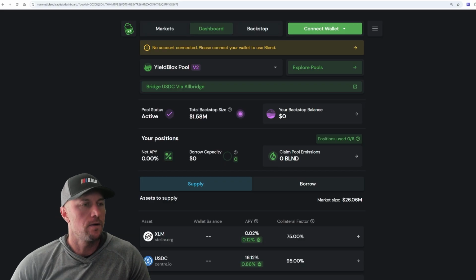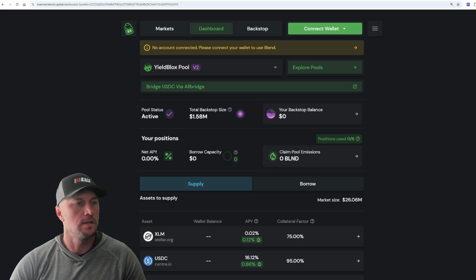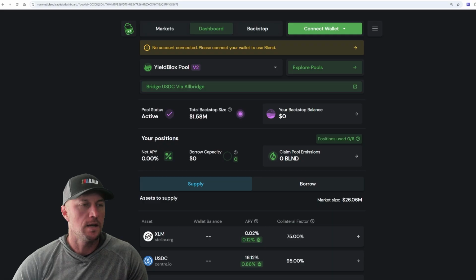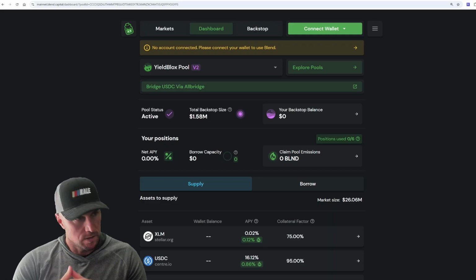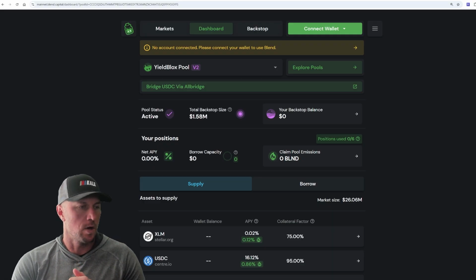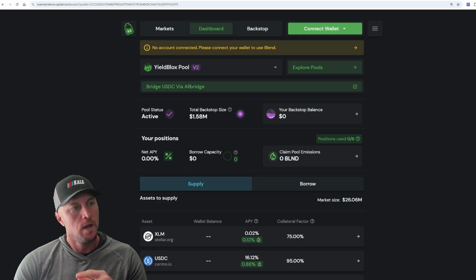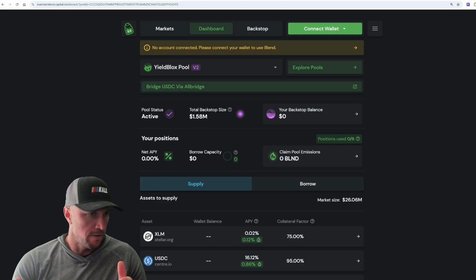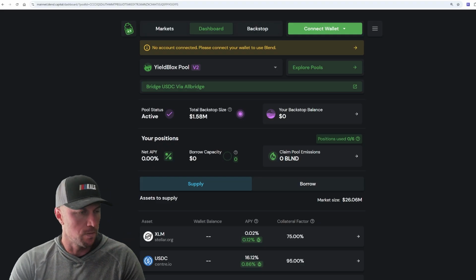Today we're breaking down the 3 types of auctions that happen on Blend. These auctions are essential to how Blend maintains a healthy lending market. So whether you're a backstopper, a liquidator, or just curious about DeFi mechanics, this one's for you.